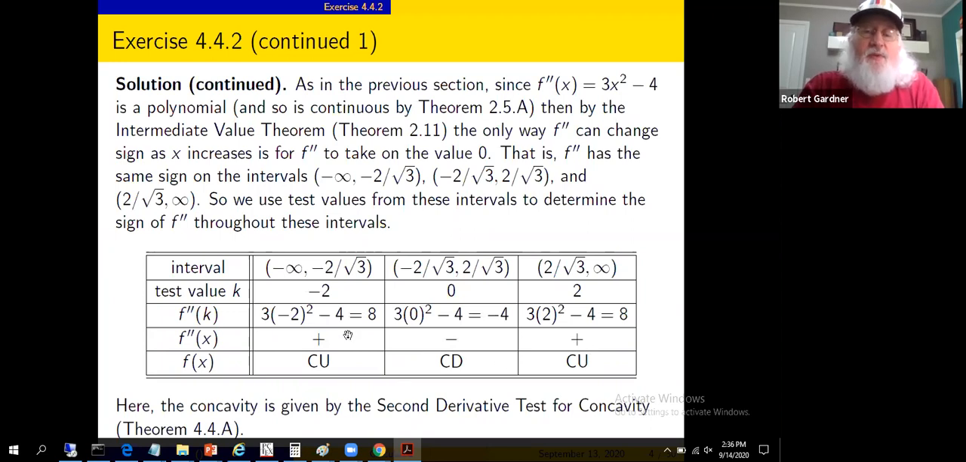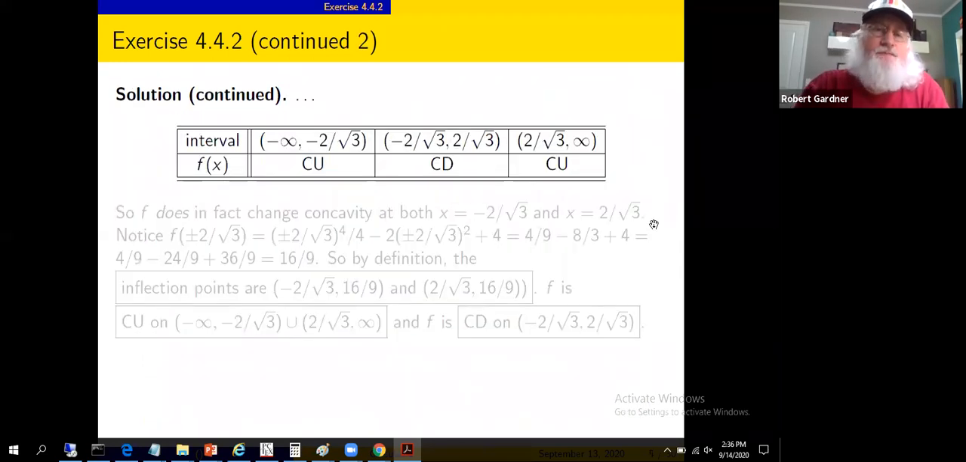Positive second derivative, think a little smiley emoji, concave up. Negative second derivative, concave down. Positive second derivative, concave up. So here's what we have for concavity. The second derivative test for concavity tells you positive second derivative leads to concave up, negative second derivative leads to concave down. But we'll make tables like this. It's the same mechanical technique we had in the previous section.